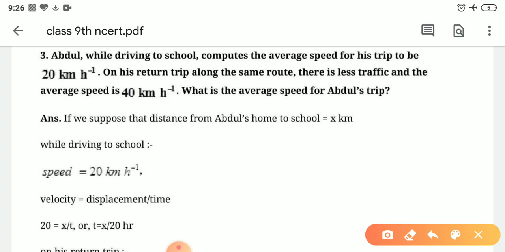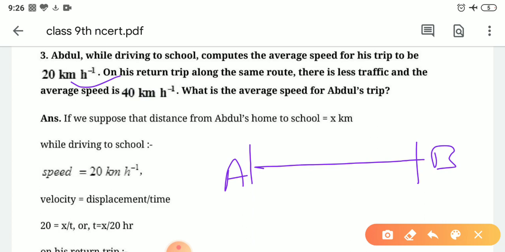Suppose that Abdul is moving from here. And he is driving to school. This is the school, and the speed from this point to this point is 20 km per hour. And when he returns along the same route, there is less traffic and the average speed is 40 km per hour. When he is moving from A to B, his speed is 20 km per hour, and when he is moving from B to A, his speed is 40 km per hour. Then we have to find the average speed.